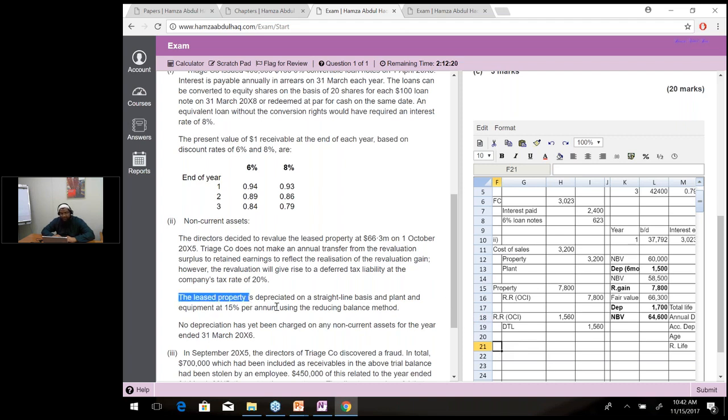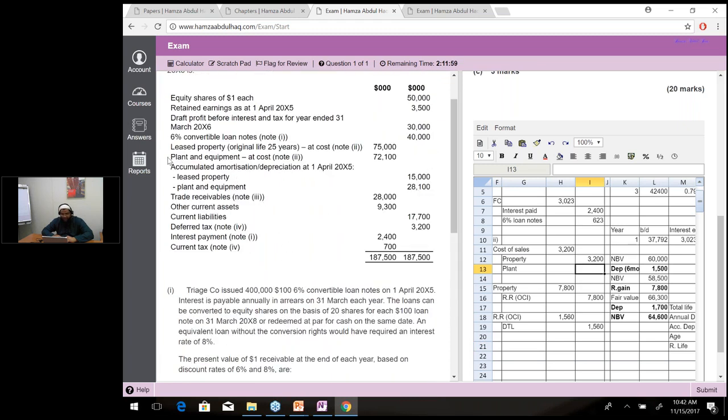Now we are charging the depreciation of the lease property and the plant as well. The question says that the lease property is depreciated on the straight line basis. We have already depreciated it on the straight line basis. And plant and equipment at 15% per annum using the reducing balance method. So now I'm going to charge depreciation on plant using reducing balance. So I need to know the cost of the plant, which is 72,100, and the depreciation, which is 28,100.